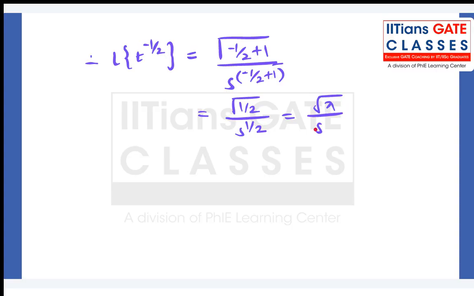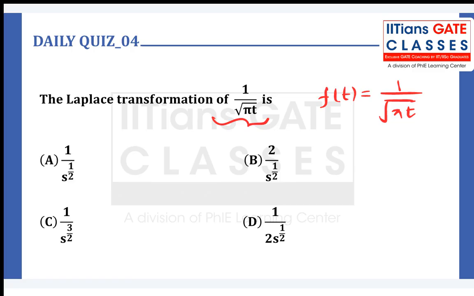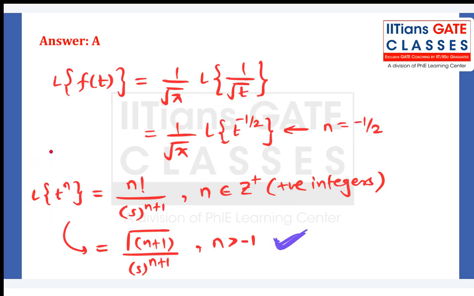Okay, so this is the Laplace transform of t to the power minus half, but our final objective is to find the Laplace transform of that total function, right? So that 1 by square root of pi was already there, and then this square root of pi s power half comes into the picture, so this gets cancelled, and the final answer should be s power half, or 1 by square root of s. Okay, so what are the options? 1 by square root of s, that is the first option itself. So that's the correct answer, and it is also correct as per your answer key as well.